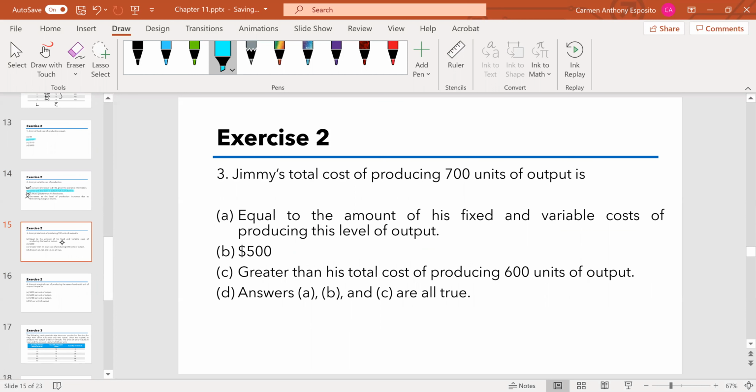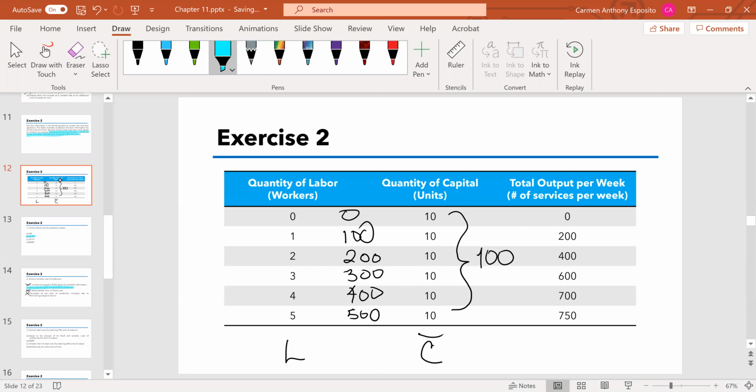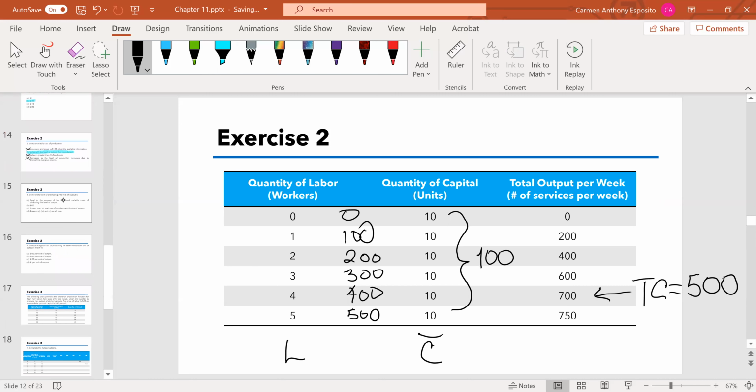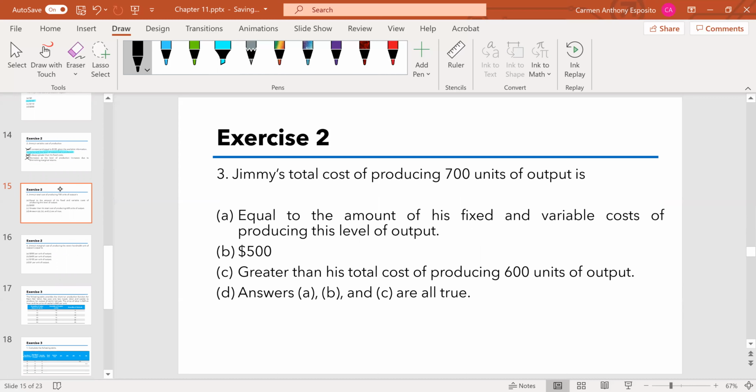Jimmy's total cost of producing 700 units is, well, let's go back to the table. So here's 700 units, right? Well, 400 for quantity of labor plus 100, so the total cost is 500. So let's see which of these answers agrees with that. Is equal to the amount of fixed and variable cost of producing this level of output. Well, that sounds right. 500, which also sounds right, and is greater than his total cost of producing 600 units.